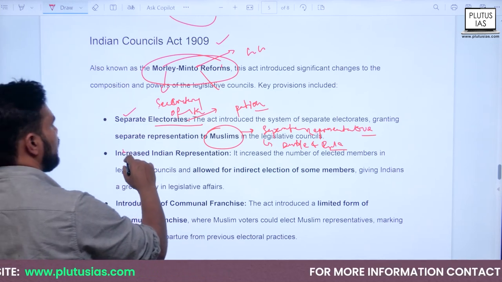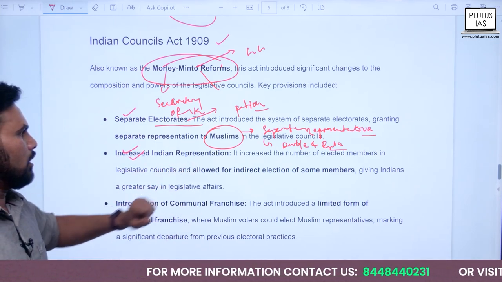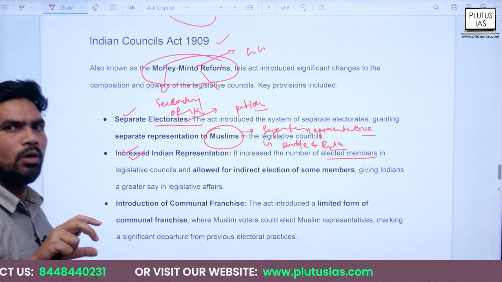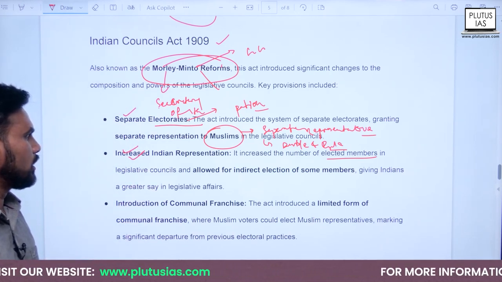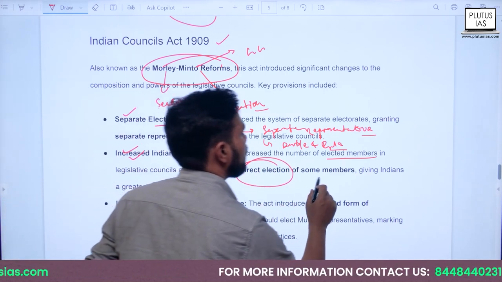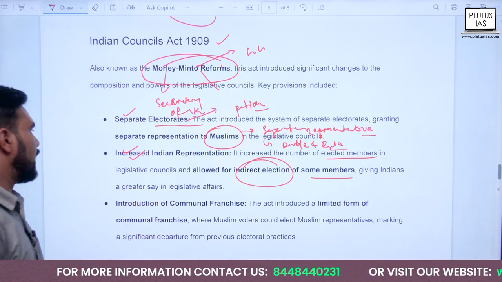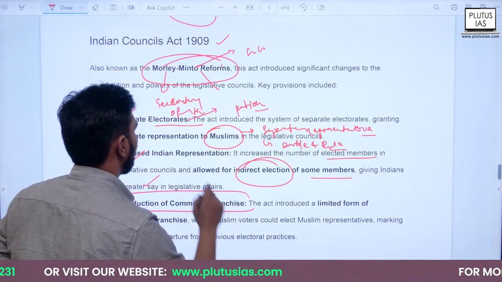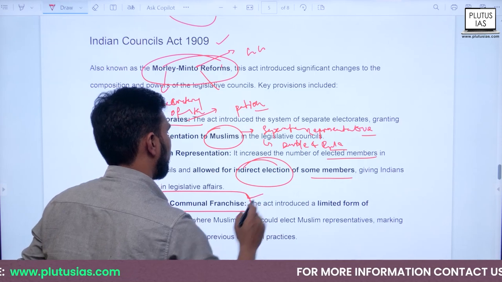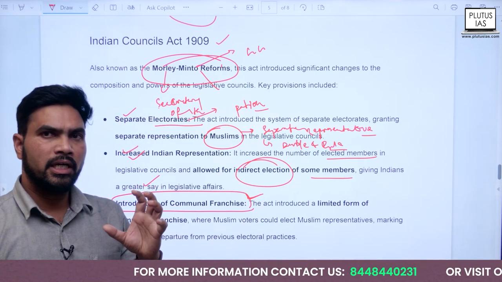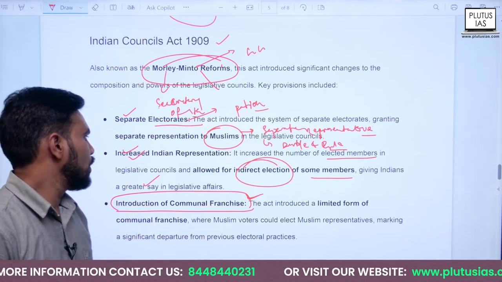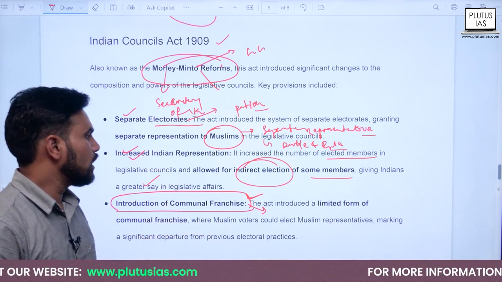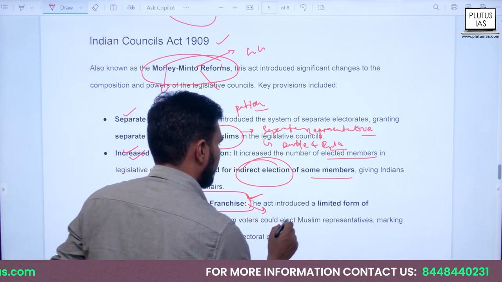And the next one is increased Indian representation in the legislative bodies. It increased the number of elected members sent to the legislative councils, and also allowed indirect election for some more members, giving Indians a greater say in legislative affairs. Right. So this is a common point for what we have studied. The first point, introduction of communal franchise. Communal franchise means representation based on religion or community. By giving separate electorates to Muslims, communal franchise was introduced in India. I already told you this led to the partition of India.